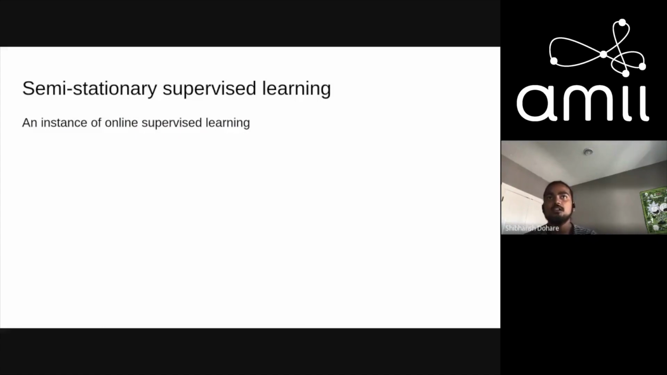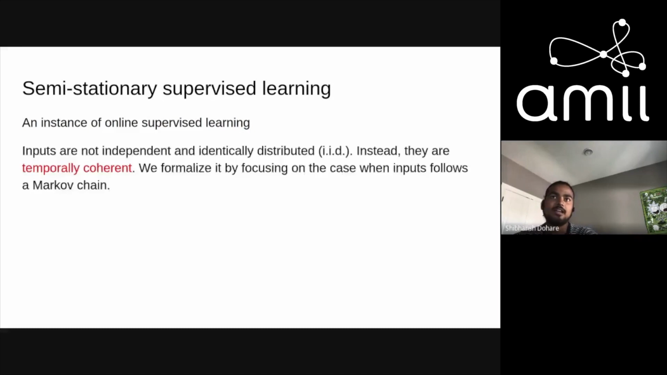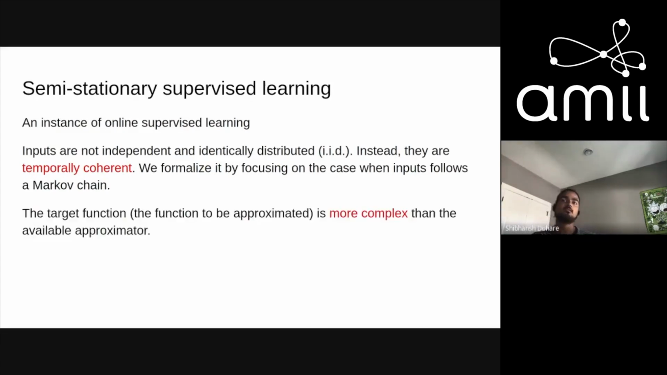These are an instance of online supervised learning, which means that samples are provided one by one. However, we add a couple of new properties which make the setting a lot more interesting. First, instead of having IID data, we focus on the case when the inputs are temporally coherent, which means that the input at time step t is dependent on previous inputs. We formalize this by focusing on the case when the inputs follow a Markov chain. And the second property, which is potentially more interesting, is that we make the target function, which is the function that we want to approximate, more complex than the available approximator.